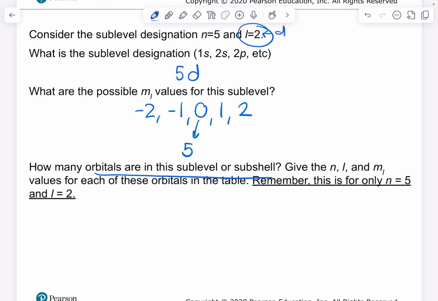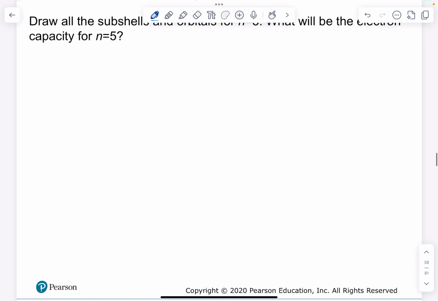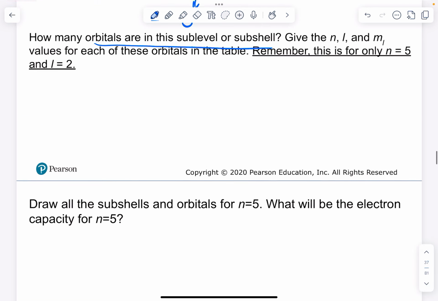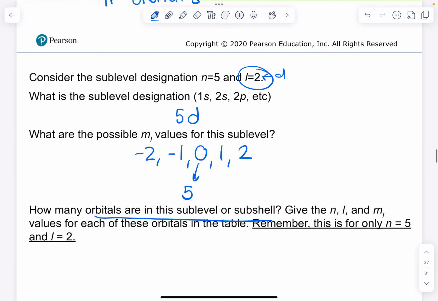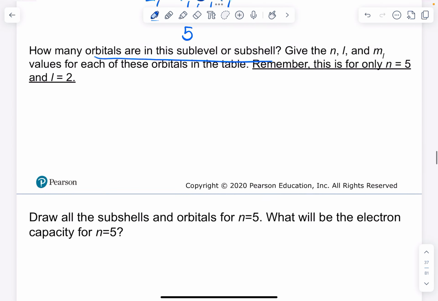Ooh, and this one's going to be a little longer. Give the N, L, and M sub L values for each of these orbitals. It says in the table. I don't think I have a table there. Oh, well. This one's probably not the longest. That's going to be the longest.